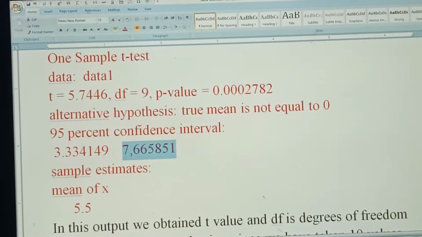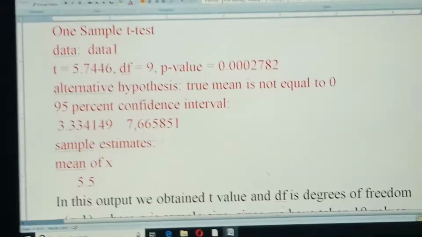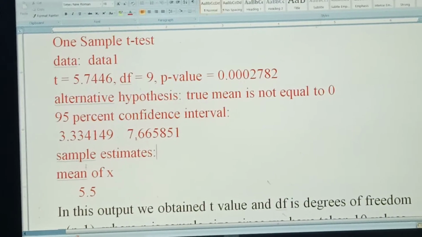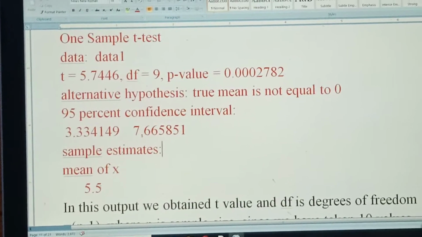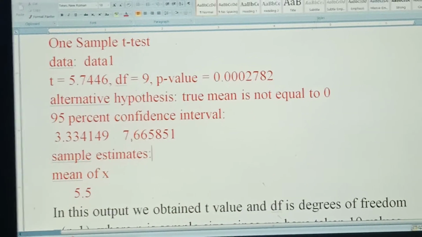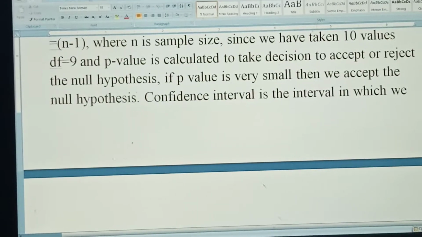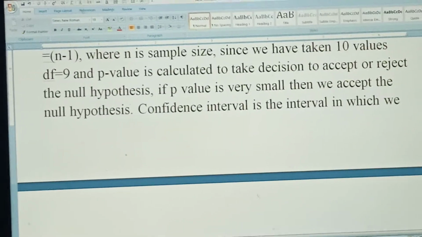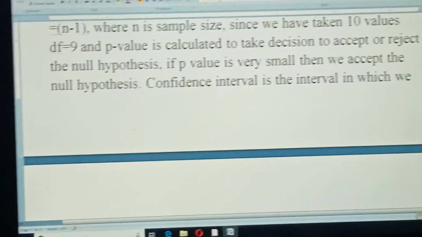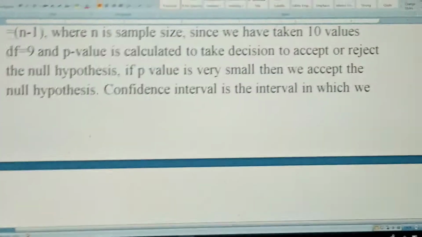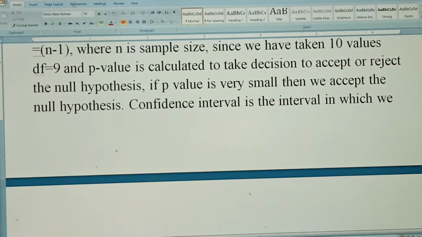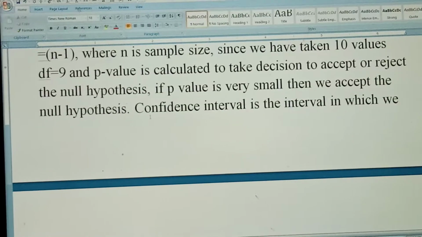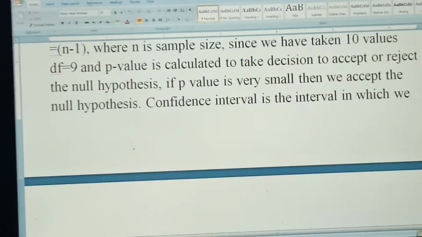This is an upper limit, and now it also estimates the mean of the data provided by us. So the mean of x is 5.5, and in this output we have obtained all the different values along with the p value, and based on the p value we can take a decision whether to accept the null hypothesis or not.